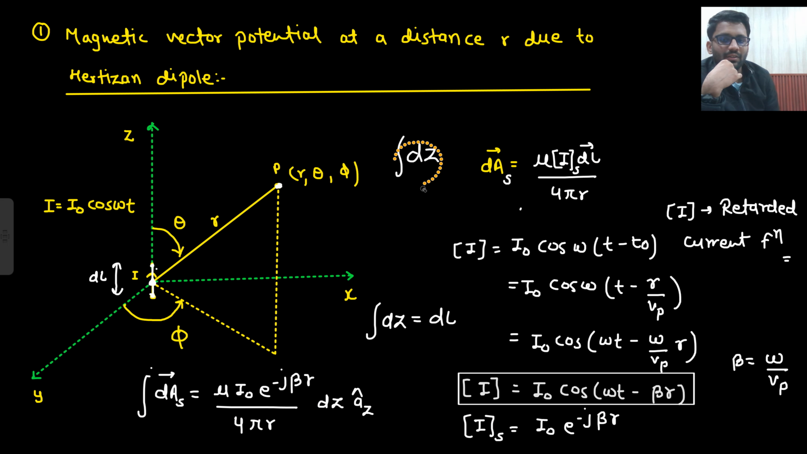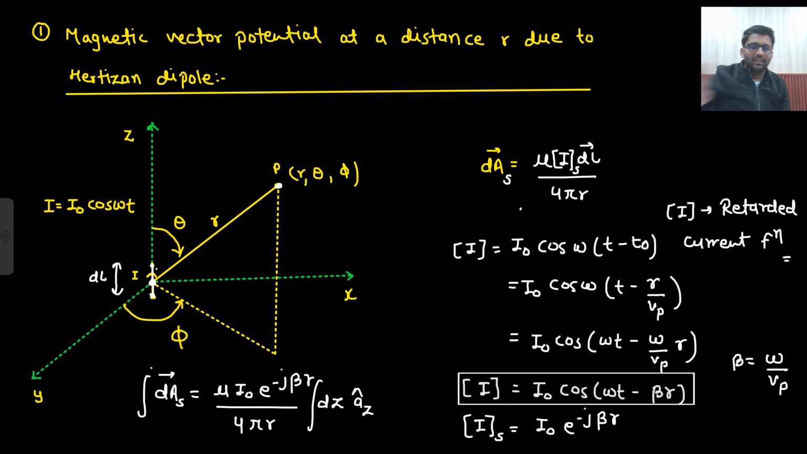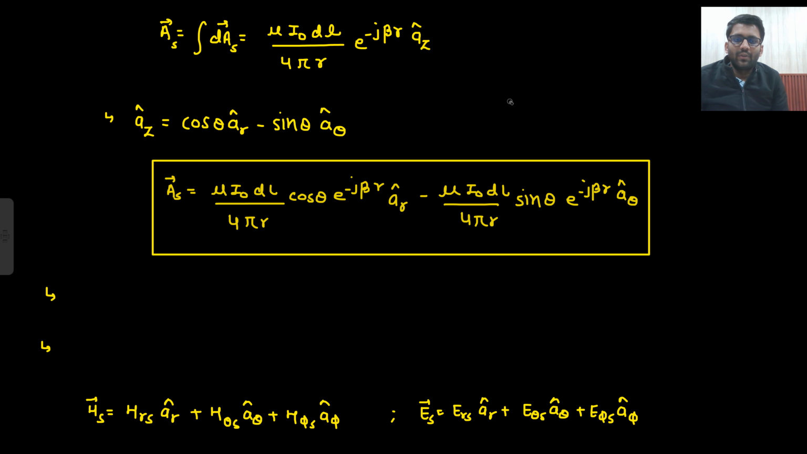Are you getting this point? So when you integrate this, you get your dl value, right? So this length is dl. All this is clear. This I can remove. And from here, I can write down that this is my A_S expression.